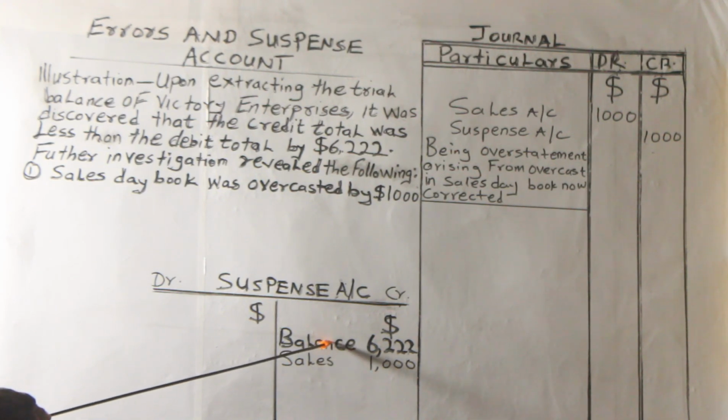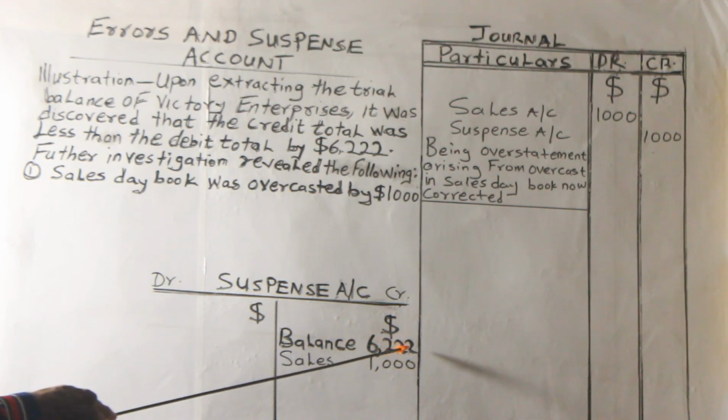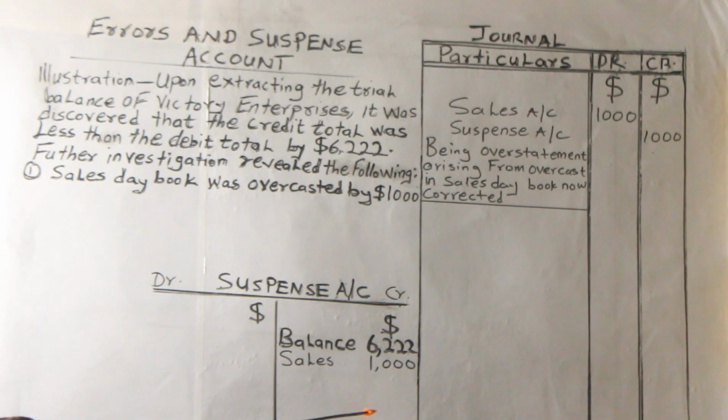Let us assume that this balance of $6,222 never existed. What we are trying to find out is those errors that made the credit side increase. Any error that makes the credit side of the trial balance increase at this point of our correction should be on the credit side. The implication is very simple. Any amount that is increasing the credit side of the suspense account is invariably reducing the debit side of the suspense account.